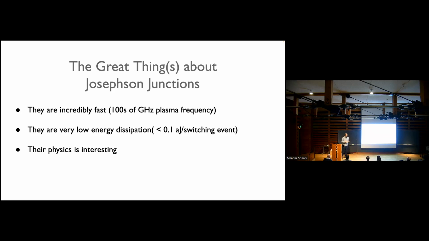They're incredibly fast. The plasma frequencies can be up there at 100 gigahertz, so you can do electronics at 20 gigahertz and everyone's happy. And they're very low energy dissipation, less than 0.1 attojoules per switching event, which is 1/10,000th or 1/100,000th of what CMOS can do. And the physics is very interesting.